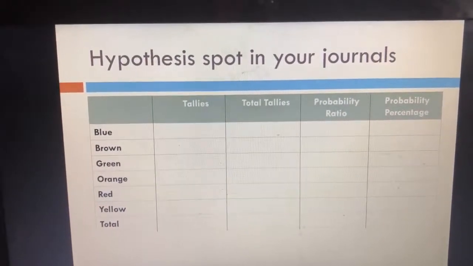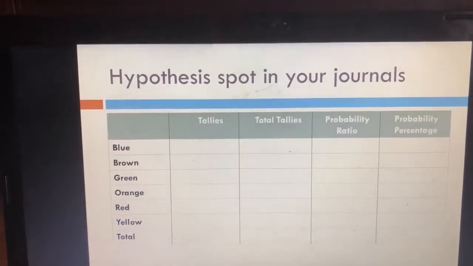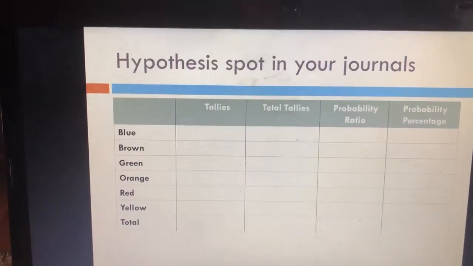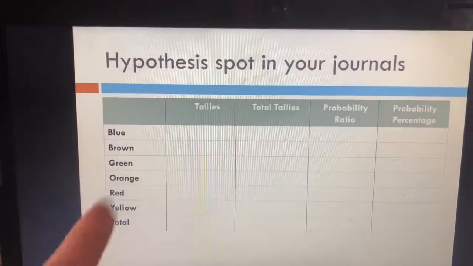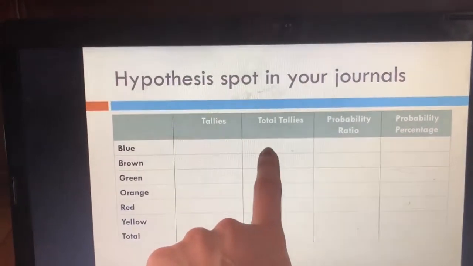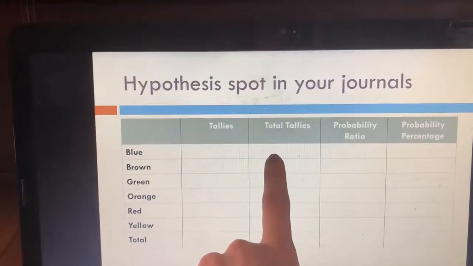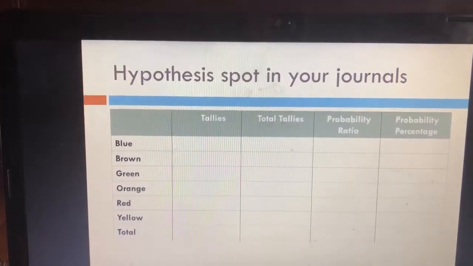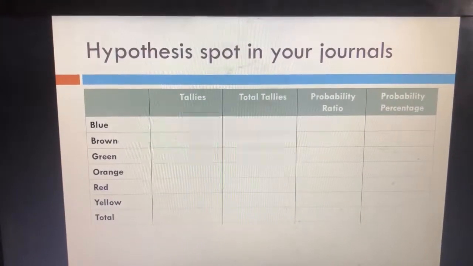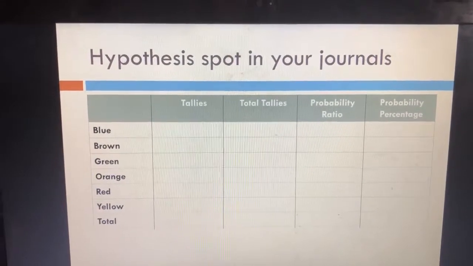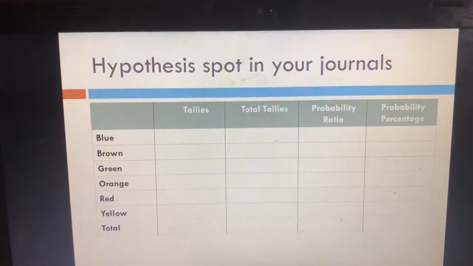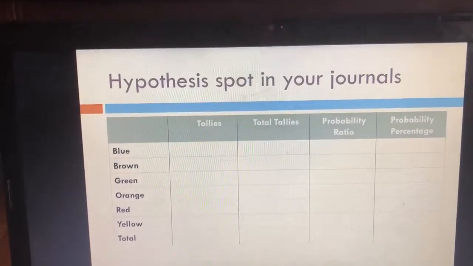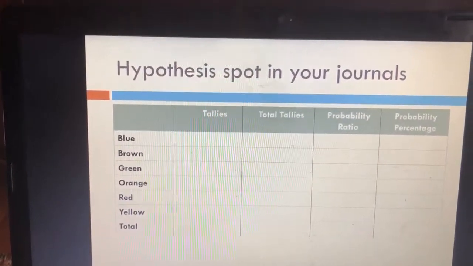So if you make the prediction that you are going to have 32 M&Ms in your bag, once you get over to the probability ratio, if you have written down over here that you're going to have 7 blue M&Ms, your probability ratio will be 7 over 32. So that's how many M&Ms you're guessing that you will have in your bag over the total amount of M&Ms you are predicting in your bag. And then we will talk about the probability percentage in just a little bit.